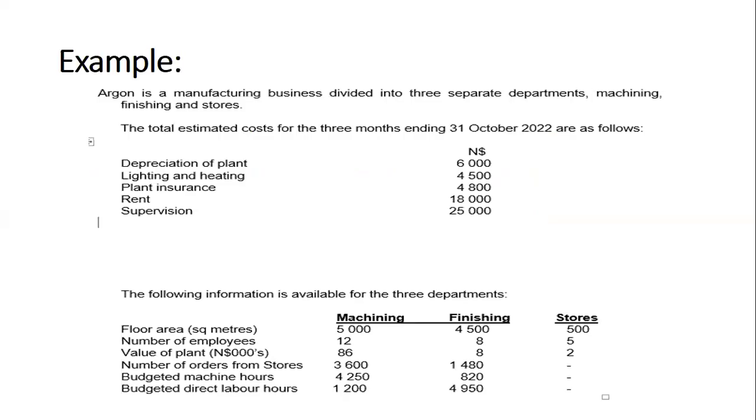Good. Now, let's look at the value of plant for the 3 different departments. We have 86 for machining, 8 for finishing, and 2 for stores. These are the 3 different values for the plant. Now, what we have to do is apportion the depreciation of 6,000 between the different departments.